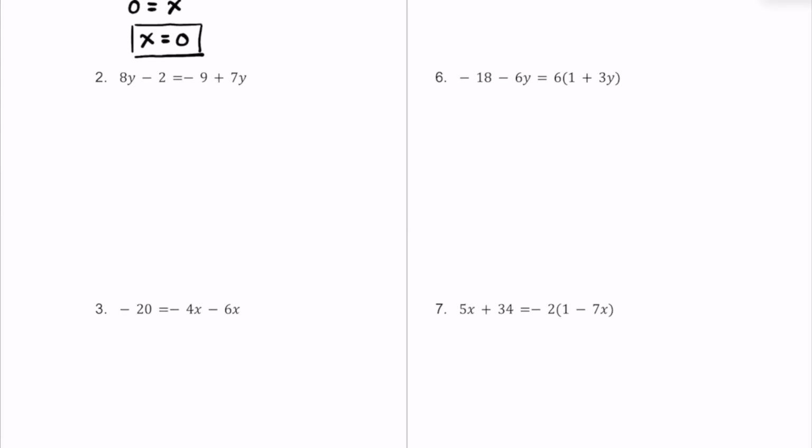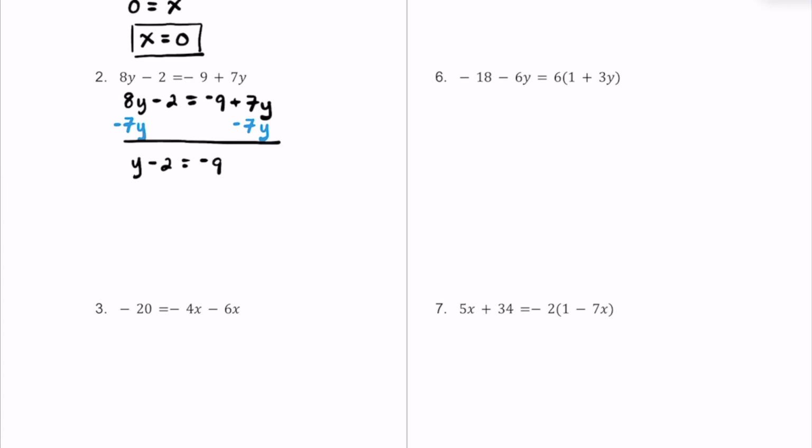Here's number 2. In number 2, we have this equation of 8y minus 2, and that's going to be equal to negative 9 plus 7y. When we have these types of equations, our goal is to get all the variables to the same side. I'm going to go ahead and take away 7y from both sides just so I can have a positive coefficient for y. So on the left side here, we're going to get y minus 2, and that's going to equal negative 9, which is on the right side.